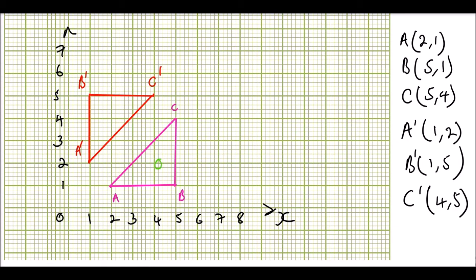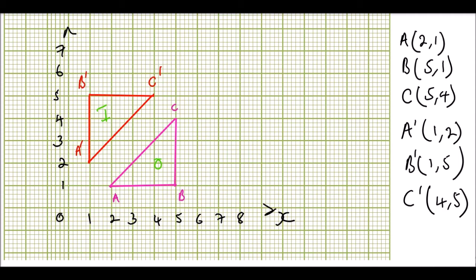You can see they are related because they are the same shape. If you look at the position of A, it is reflected: if you draw a line from A to A prime, it passes through this point, and A prime is a reflection of A. The same case applies to C and B.